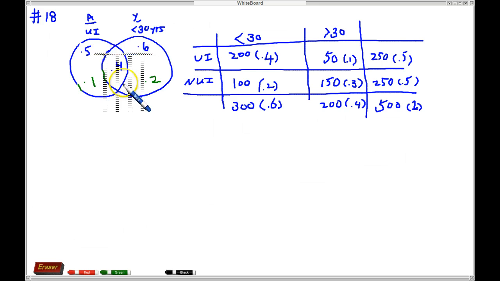Question number G, are A and Y independent events? That is not, because by definition, in this case, probability of A given Y, 0.4 divided by 0.5, should be 0.6, but in this case it is 0.8. And on the other side, 0.4 divided by 0.6 should be equal to 0.5 to be independent, but in this case 0.4 divided by 0.6 is not equal to 0.5, so they are not independent of each other.